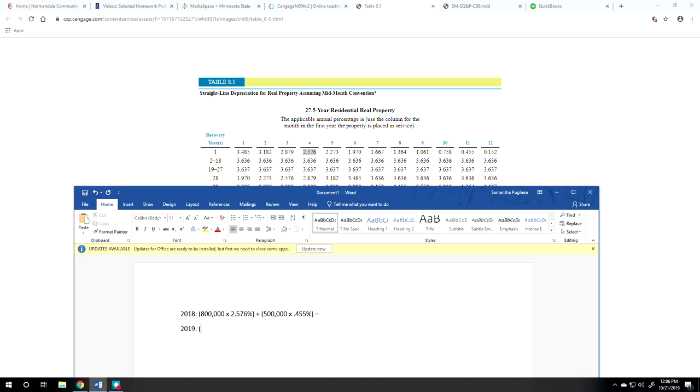Let's set up 2019. Okay, so for 2019, she owns both properties for the entire year. So we don't need to go to month 4 or month 8 or month 11 or whatever. She owned the building for the entire year because she bought it last year in 2018. So for both buildings, we're going to use 3.636%.